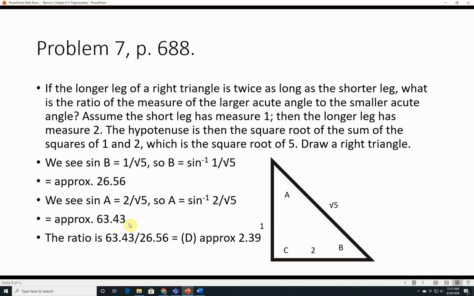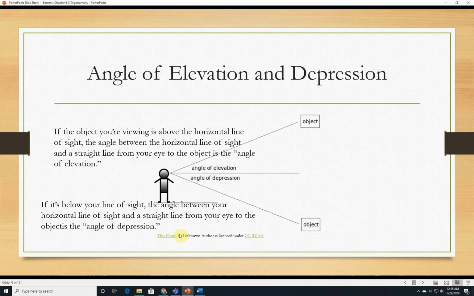That's 63.43. So since we're taking the ratio of A to B, it says the ratio of the measure of the larger acute angle to the smaller acute angle. That's going to be 63.43 over 26.56. It's approximately 2.39, so it's answer D.